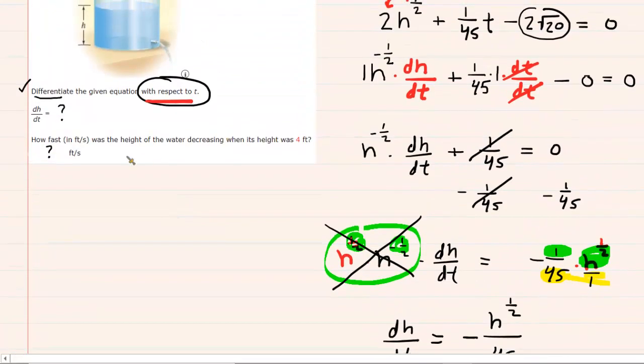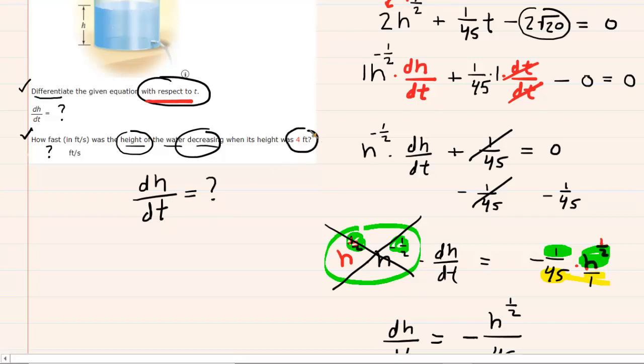We go to the second part of the question, and it asks us how fast in feet per second was the height of the water decreasing. So notice we are trying to figure out a rate here because they're asking us how fast was the height decreasing. So that is a rate. It's a rate of change. And in fact, it is the rate of change in the height with respect to time. In other words, it is dh/dt that they're asking us when the height is 4 feet.